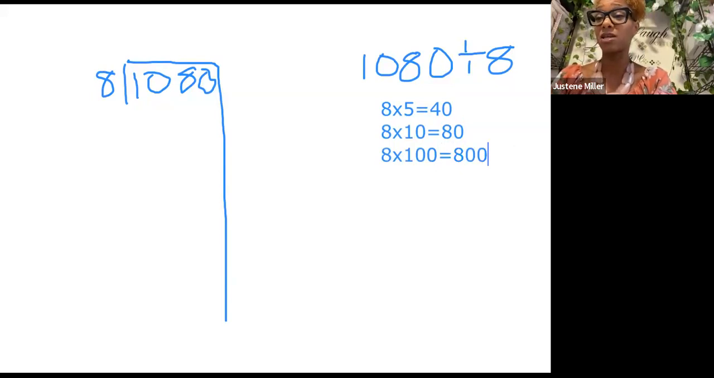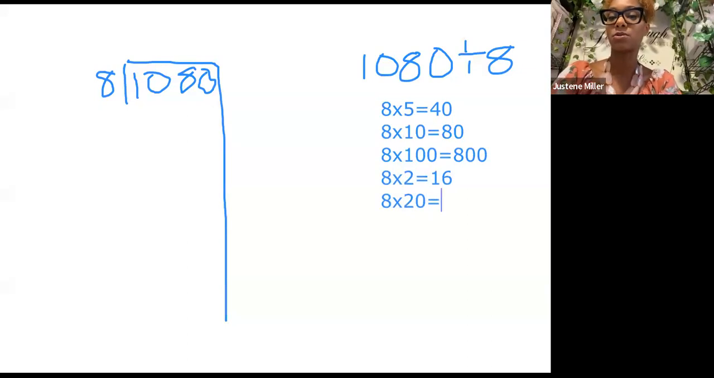And in this case, because we're in the thousands, maybe we want to do a couple more. So I'm going to do 8 times 2 to set me up for 20. That equals 16. So that means that 8 times 20 equals 160. Now again, we might not use all these. We might need to add some more to our fact chart, but that's okay.